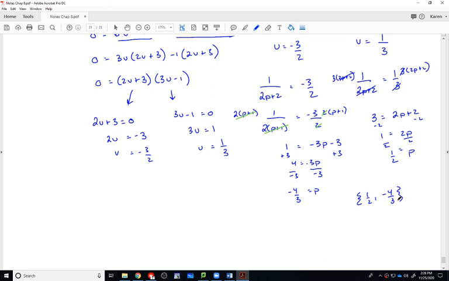All right, so that's the end of chapter 8. This was solving equations that are in quadratic form. Good luck.